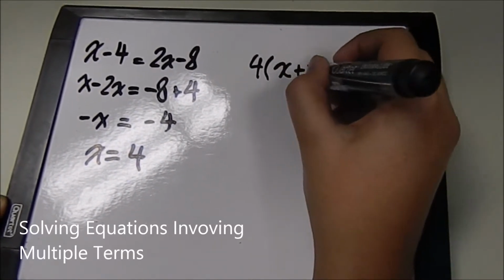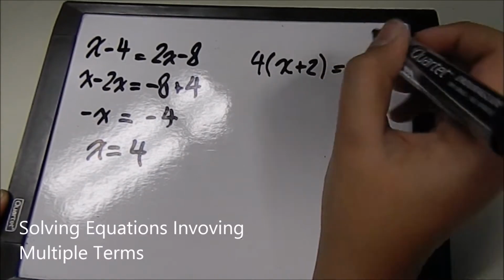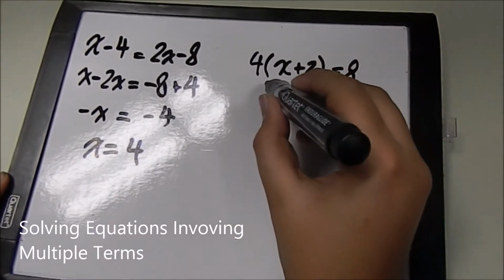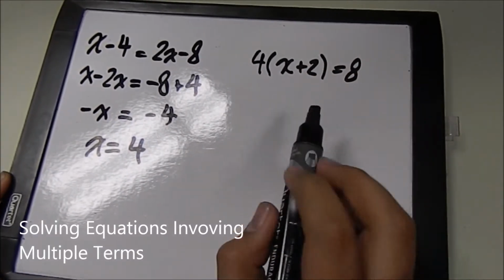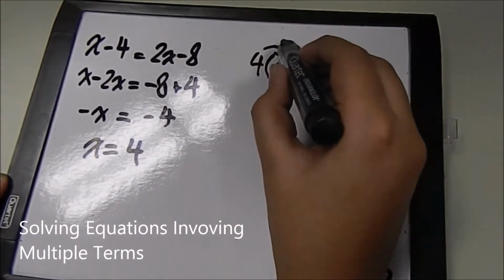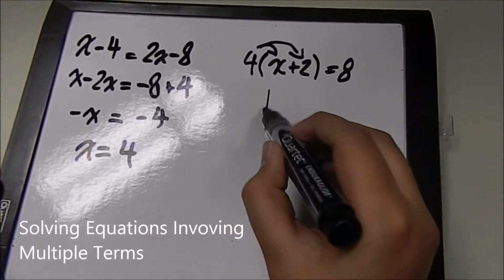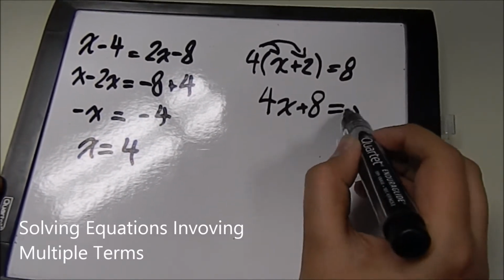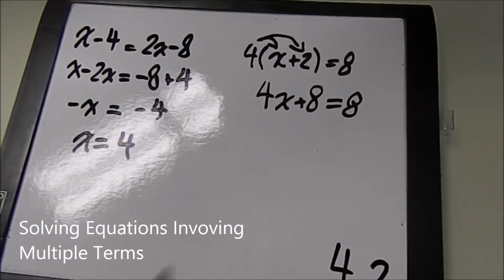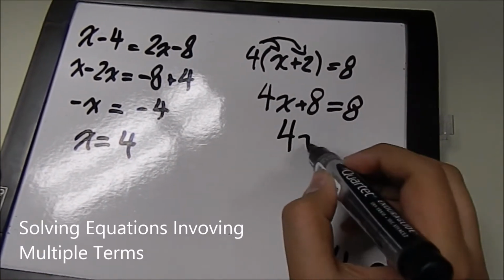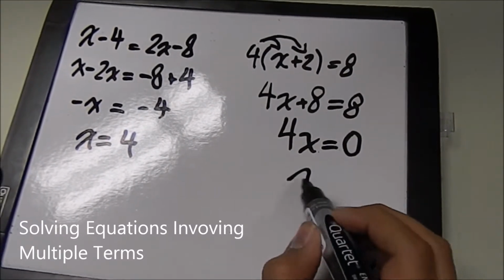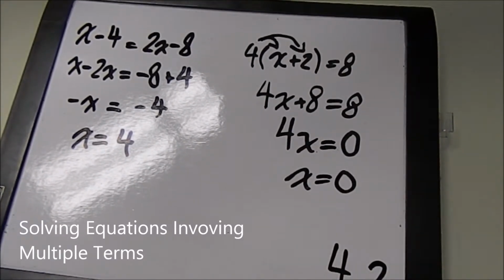4x plus 4 (x plus 2) is equal to 8. For this equation, you may need to use the distributive property. 4 times x is 4x, and then 4 times 2 is 8. So 4x plus 8 is equal to 8. So then bring the constants to one side and 4x is equal to 0. Therefore x is equal to 0.